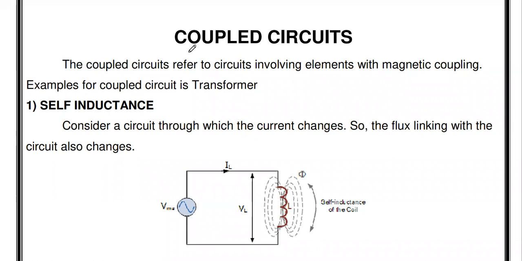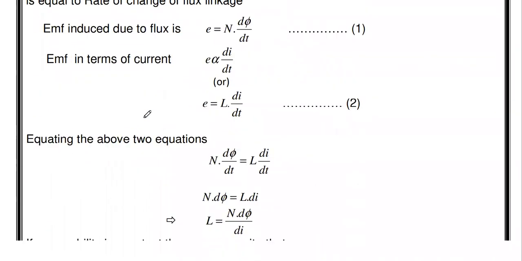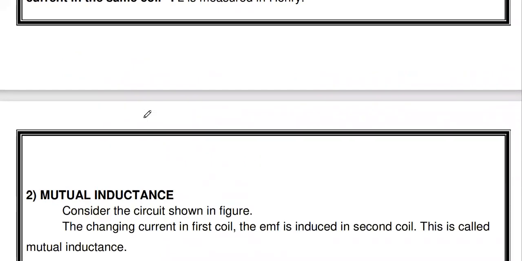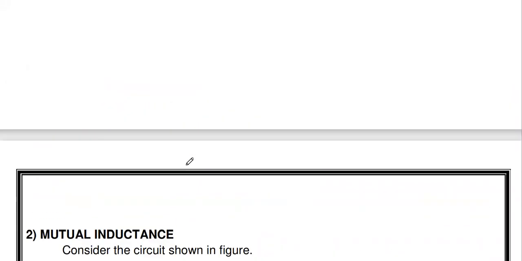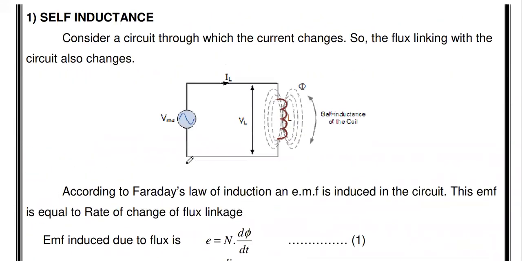Today we are going to discuss the coupled circuit from circuit analysis and circuit theory. In the previous video we discussed the resonant circuit. That is the first half of the third unit, and the second half of the third unit is the coupled circuit. In order to study this coupled circuit, you should know some important definitions first. The definitions are self-inductance, mutual inductance, and the coefficient of coupling. In this video we are going to discuss these three definitions.